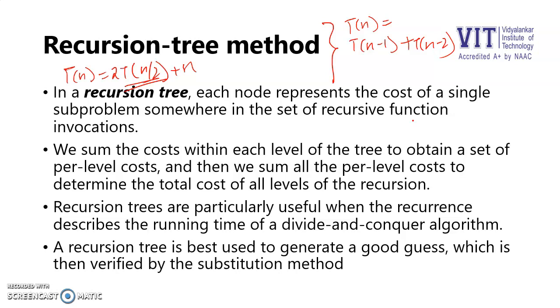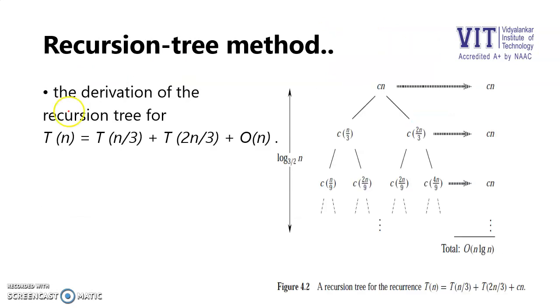Now let us first take an example of it. Now consider this relation. So here we have T(n) equals T(n/3) plus T(2n/3). So if you can understand, the subproblems are of different size. Fine, n by 3 and 2n by 3, and this is the overhead, correct, and this is the overhead.